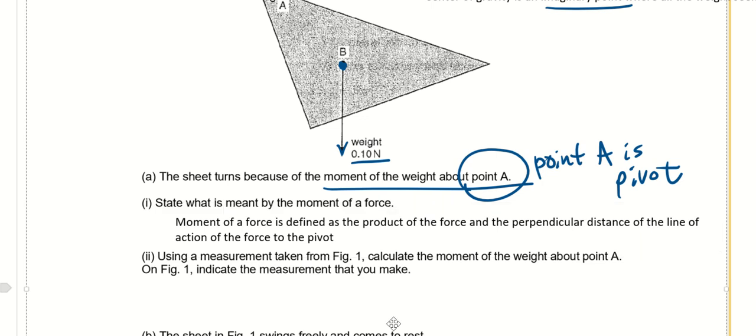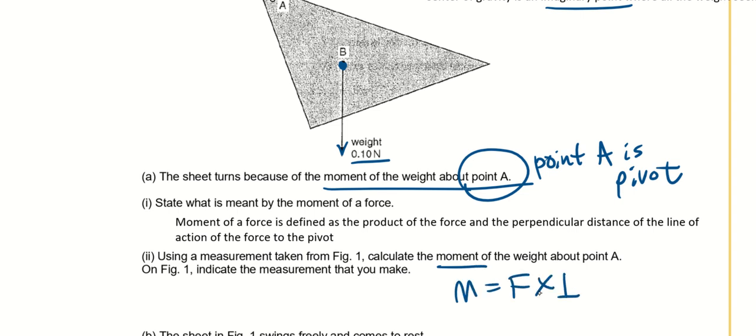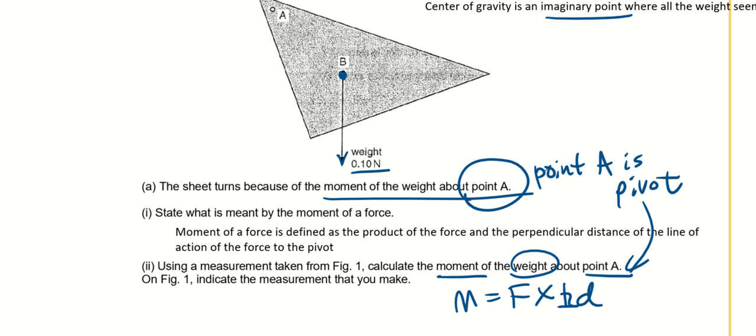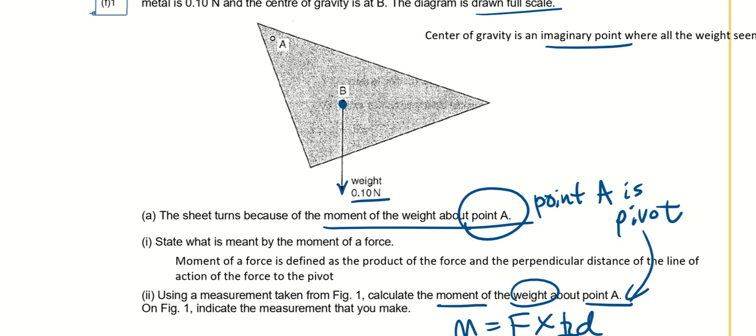So for part 2, using a measurement taken from figure 1, calculate the moment. So how do we calculate moment? What's the formula? Moment equals force times perpendicular distance. Of what force? Of the weight about point A. And we already say that point A is the pivot. So on figure 1, indicate the measurement that you make.